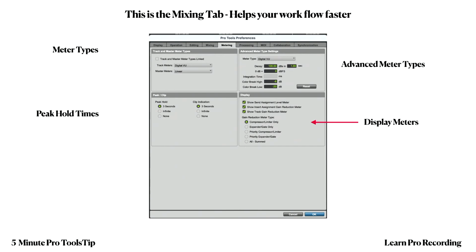Display meters, I don't change any of this. This is the default. I do like to see the compressor limiter on the mixer page. I can see that it is working. Other than that, I don't change any of those things.